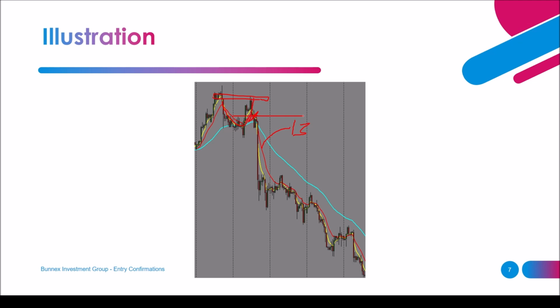So these are some of the entry techniques that we use, and they can actually help you remove the battle with the markets. The market is actually a battleground and a big psychological battle, so you need to have things like this to remove some of the market pressures.